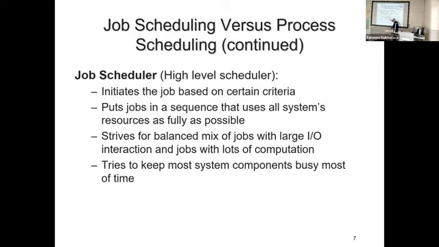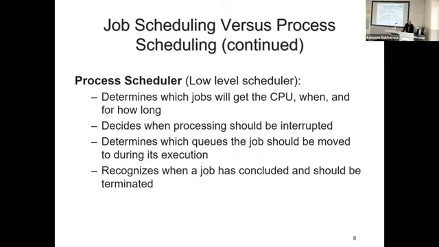It strives to balance a mix of jobs with large IO interactions and jobs with lots of computation. That's CPU bound and IO bound. It tries to keep most system components busy most of the time. So we try and keep all the resources busy, including the CPU, of course.